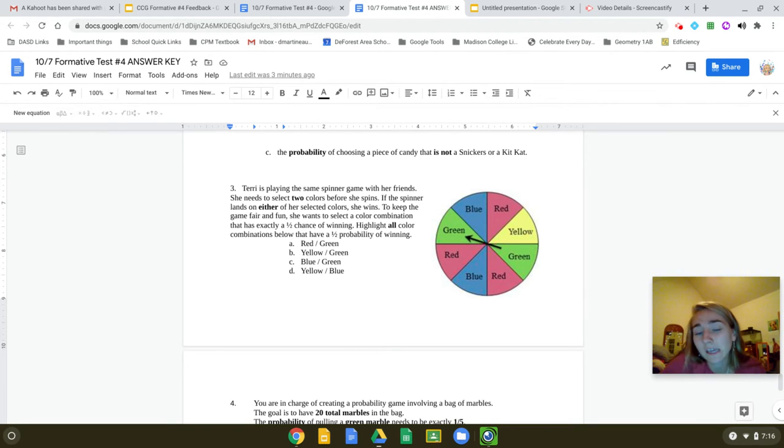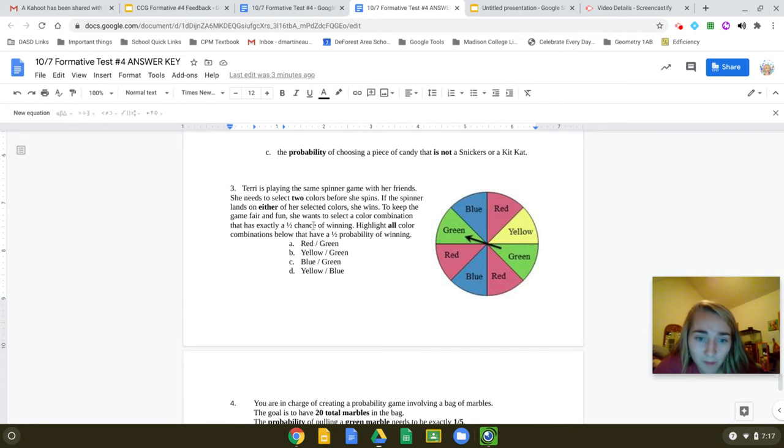If the spinner lands on either of those set colors, she wins. To keep the game fair and fun, she wants to select a color combination that has exactly 1/2 chance of winning. So highlight all color combinations below that have a 1/2 probability of winning.